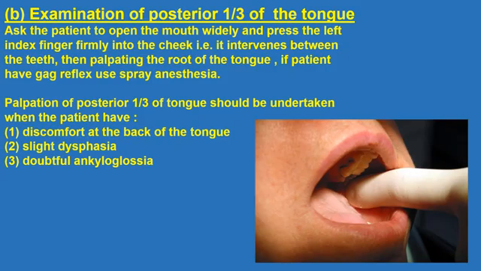Examination of the posterior one-third of the tongue. This is not usually done, but it should be done if the patient has discomfort at the back of the tongue, or has slight dysphagia or doubtful ankyloglossia. The examination includes asking the patient to open the mouth widely and pressing the left index finger firmly into the cheek, then palpating the root of the tongue. If the patient has a gag reflex, you can use spray anesthesia to reduce it, and we will be able to examine the posterior one-third of the tongue.